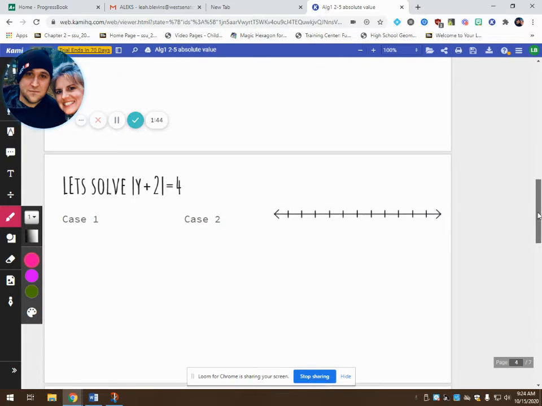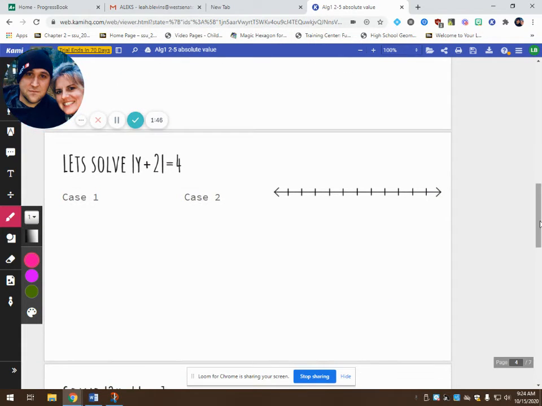Let's look at this first one. It says, let's solve the absolute value of y plus 2 equals 4. So I have to consider that what's inside of here could have been 4, or it could have been -4 and just came out as a +4. So we've got to look at case 1, where y plus 2 is equal to 4. And we've got to look at case 2, where y plus 2 is equal to -4.